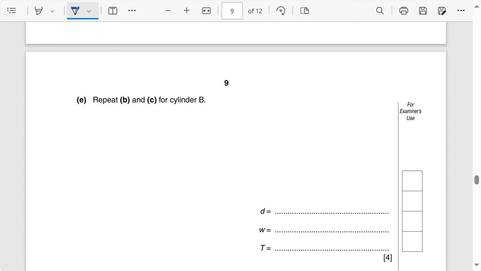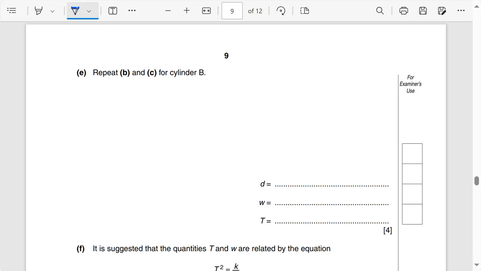Repeat B and C for cylinder B. So they had another cylinder which was larger, I think. So again, they repeated the measurement. They measured the diameter, of course, taking repeated measurements, and drew a table. So my student drew a neat table. I will also draw a table here for D.